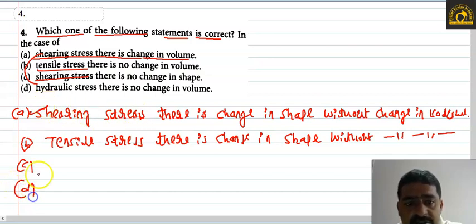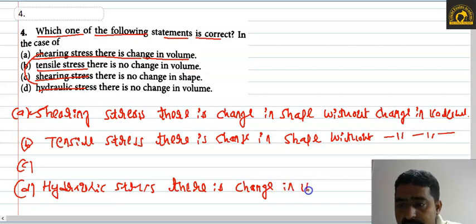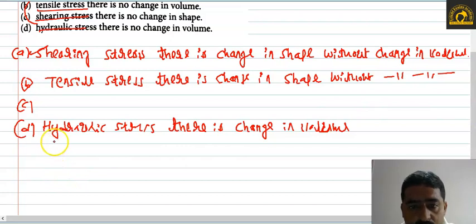Then option D is hydraulic stress. Hydraulic stress means there is a change in the volume, without any change in shape.